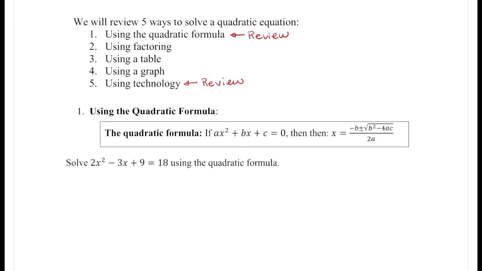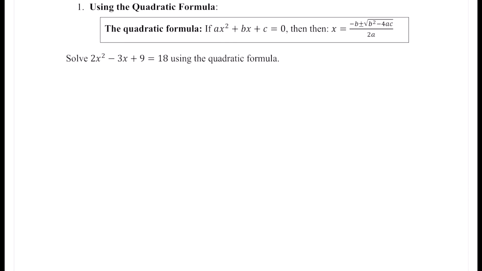So let's look at example 1 in which we're going to review the quadratic formula. Solve 2x squared minus 3x plus 9 equals 18 using the quadratic formula. Well, first let's ask ourselves, is this in the correct form? If we look above, our quadratic has to be of the form ax squared plus bx plus c equals 0. Then we can apply this quadratic formula. We do not have a 0 here, so let's begin by subtracting 18 from both sides. And we end up with 2x squared minus 3x minus 9 equals 0.